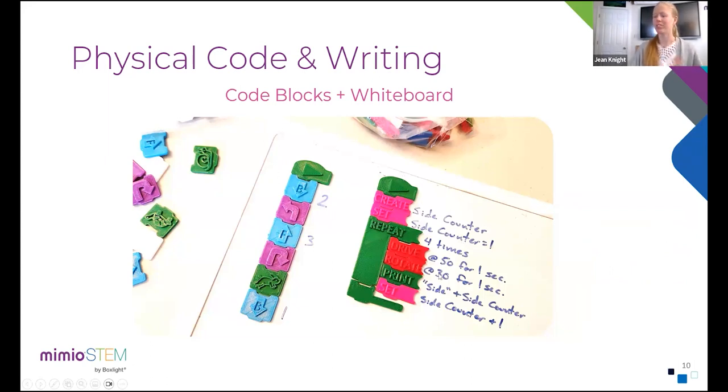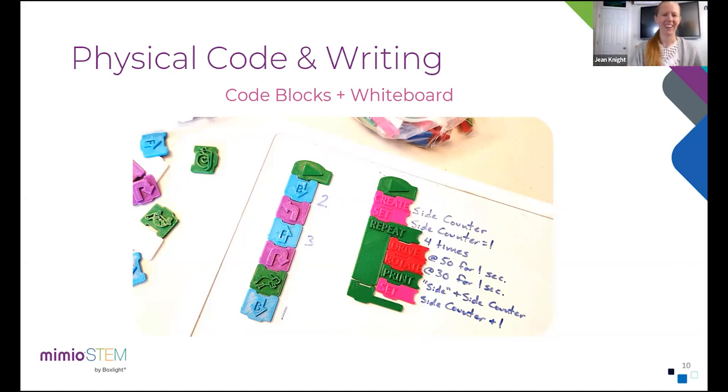These values are theoretically representative of like drive at speed 50 for a second and then rotate something enough to do like a 90-degree turn. I don't know exactly how, whatever speed it would have to be. So these are placeholder values, but yeah, that makes more sense.